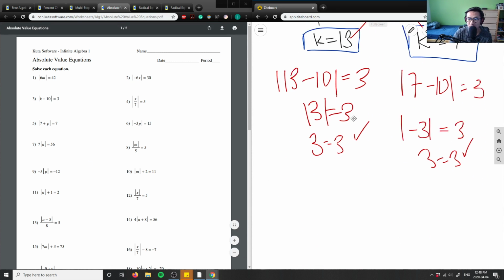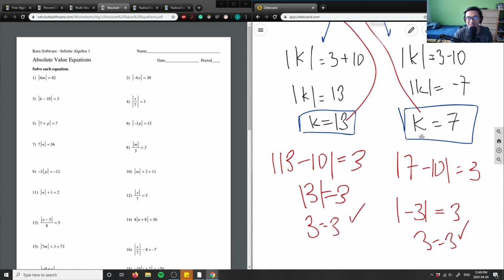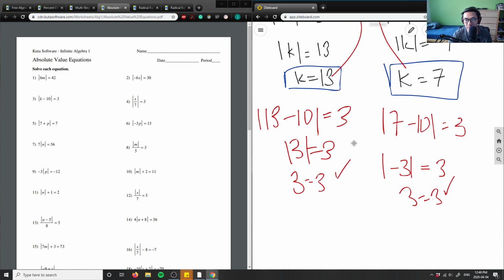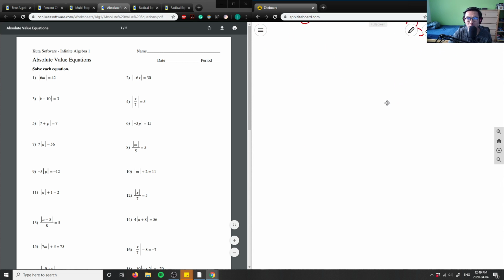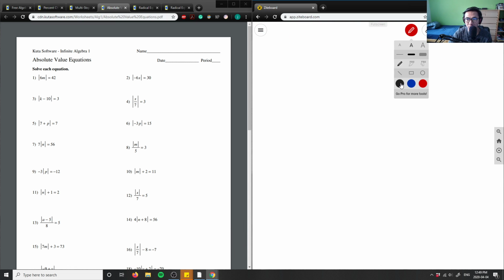So that's number 3. And again, this gets kind of tricky because what we have to do is acknowledge that two or more solutions may be present in this problem. That's what we get with a lot of absolute value equations here. Some of the times we're going to get equations with one or two solutions. Let's do number 5.